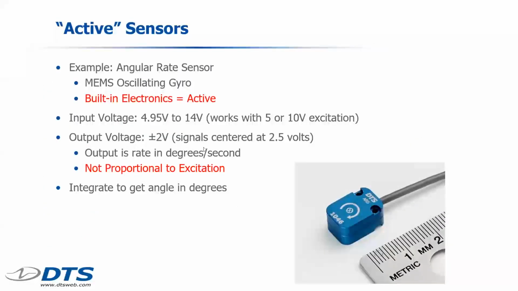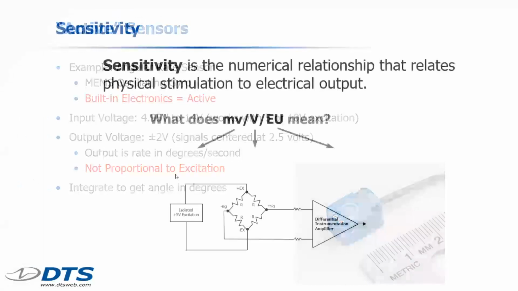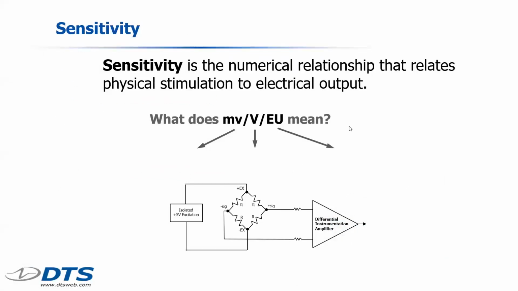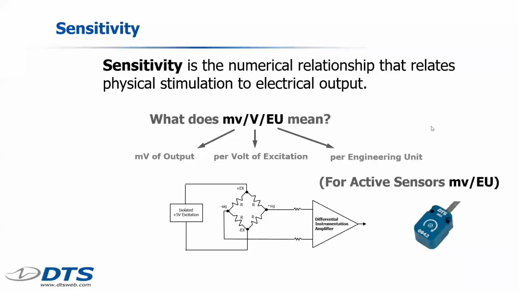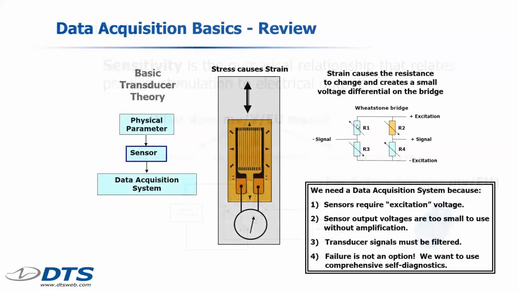And with regard to sensors, we talked about the special group of sensors called active that have built-in electronics, and they are not proportional to excitation, which is unlike the Wheatstone Bridge. So the concept of sensitivity is the relationship between the number of millivolts of output for each volt of excitation for each engineering unit. And for active sensors, it's simply millivolts of output per engineering unit.